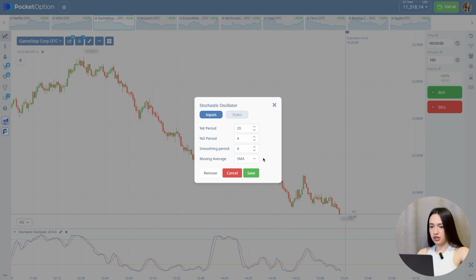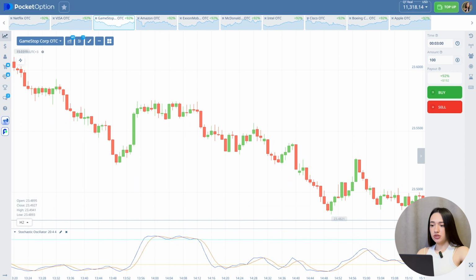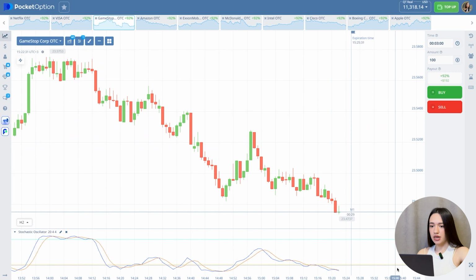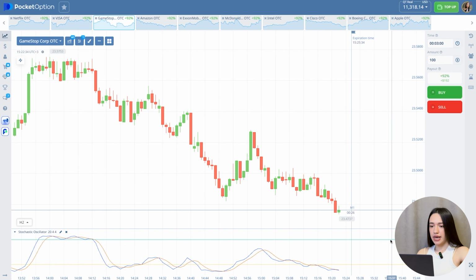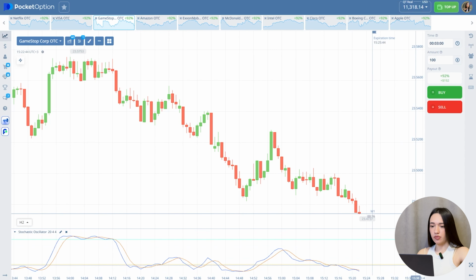And at the moment of changing the settings, you can see that the behavior of the moving lines changes. And you can pay attention to the overbought and oversold areas. They are at 80 and 20. And we have a blue moving line and an orange moving line, and the range is from 0% to 100%. From 80 to 100% is the overbought area, and from 0 to 20% is the oversold area. So here are the key levels specifically highlighted.